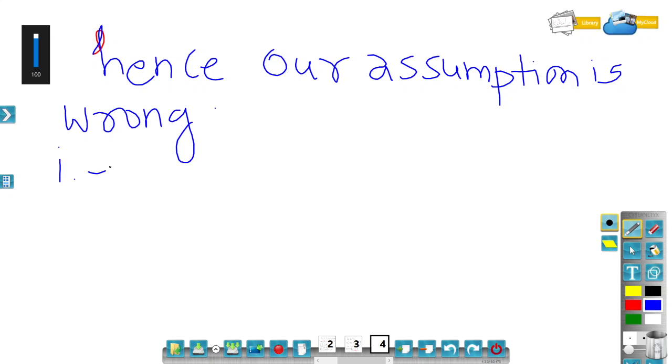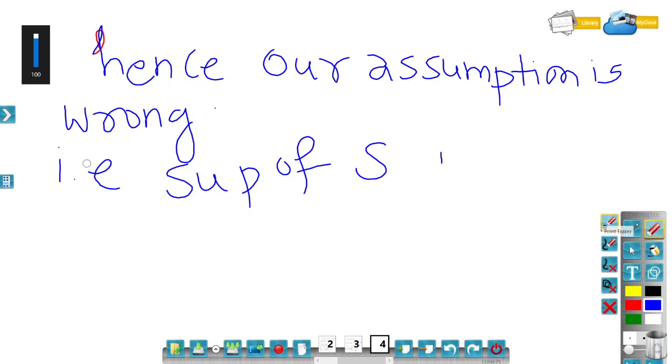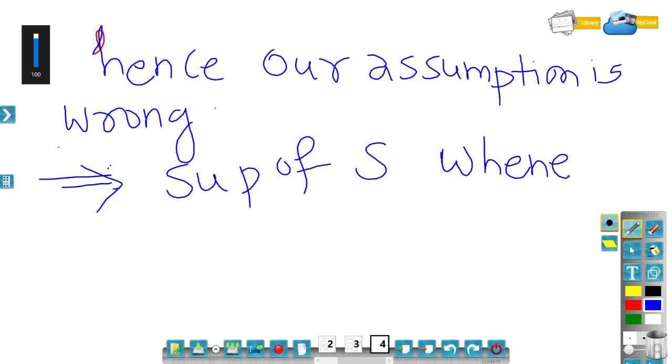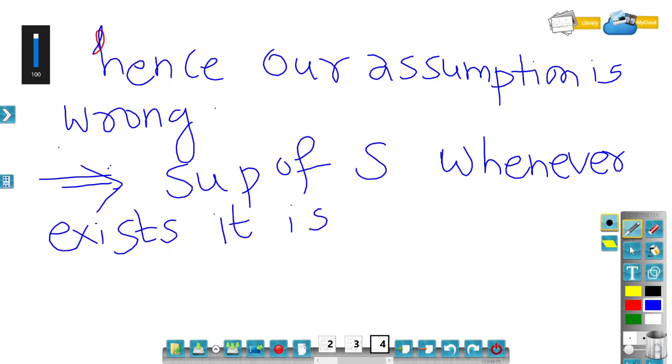That is, supremum of S, whenever it exists, is unique. So uniqueness of a supremum we have proved. On the same line, one can prove that infimum of a set, whenever it exists, is unique.